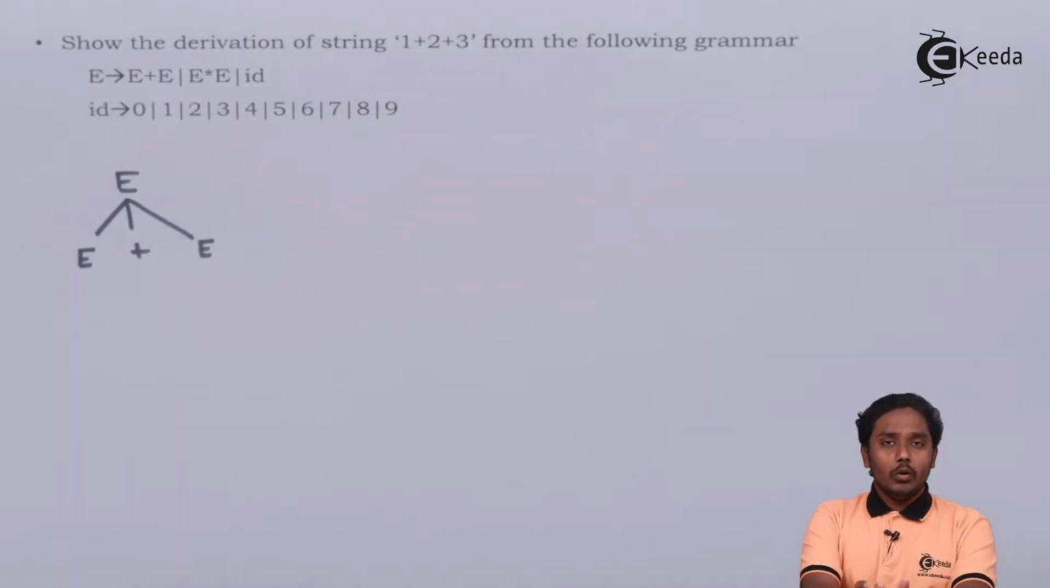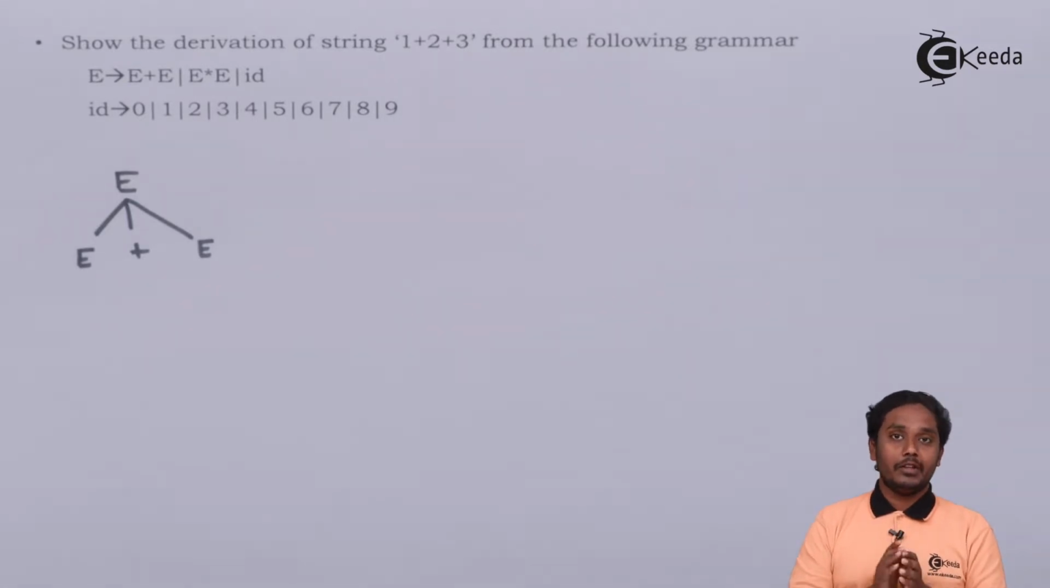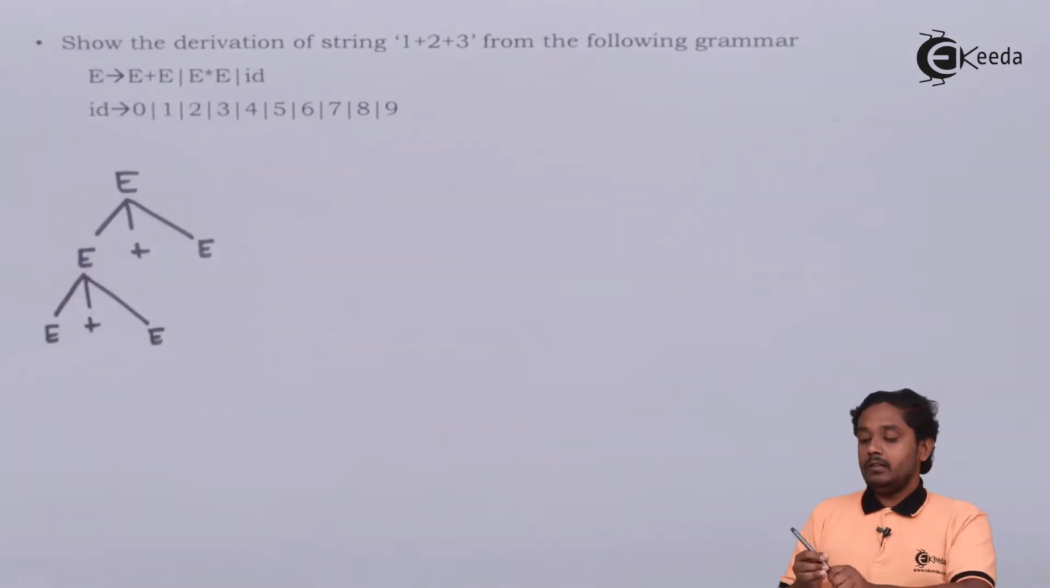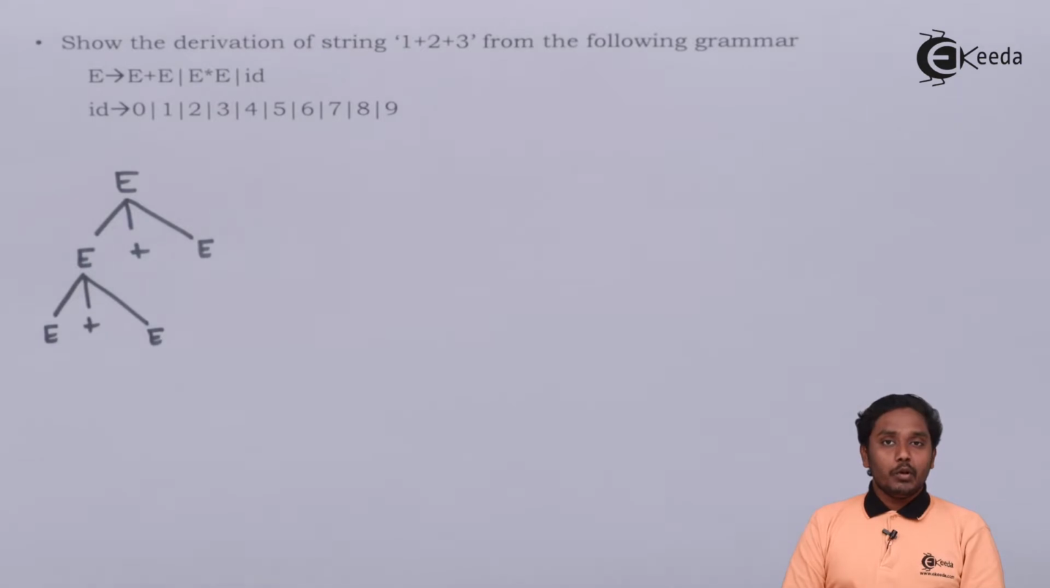You can see that over here there are two E's. Now for producing the second plus, you may use a left E or you may use a right E, depending upon your choice. Now there is some problem with this grammar. That is why there is this ambiguity that whether we should go with the left E or should we go with the right E. So for now, let us go with the left E. You can see that we have produced two plus symbols. Now we are left to produce the symbols 1, 2 and 3.